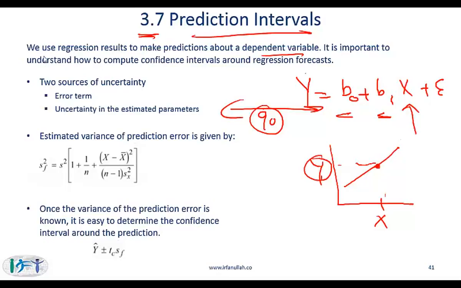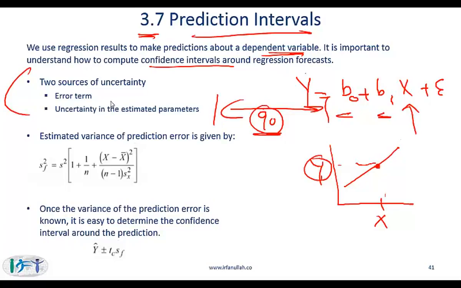Okay, now let's go into the details of what I have said over here. Again, all this is from the curriculum. We use regression results to make predictions about a dependent variable, obvious. It is important to understand how to compute the confidence intervals around the regression forecast. So you're forecasting something and then you need to be able to tell your boss that with 95% confidence, the actual number is somewhere in this range. And that range will be around 90 plus or minus something, 90 being the number that you are predicting using your model. Now, there is uncertainty involved.